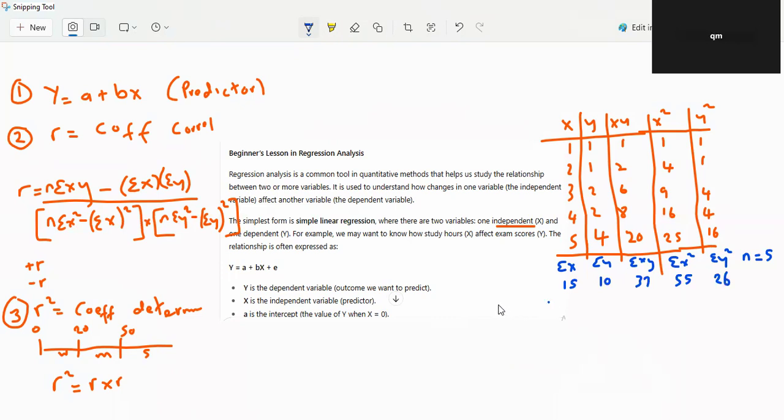So the first question was to sketch and to comment. The next question was to write the prediction equation, or they'll say find y on x. So what's the formula for the regression equation? Y is equal to a plus bx. And what was the formula for b?